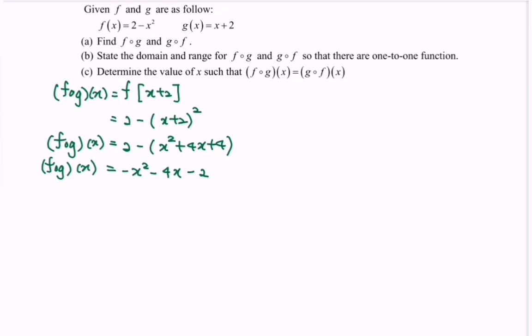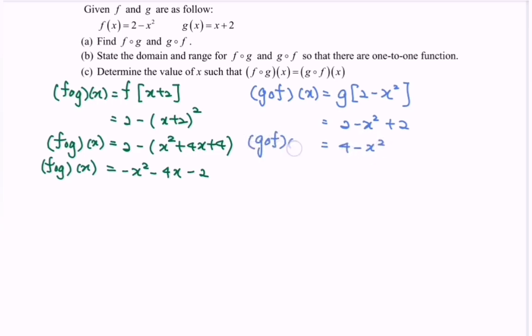Continue. We have g∘f. For this case, we substitute f(x), which is 2 minus x squared, into the function g. So the expression will be 2 minus x squared, plus 2. If we simplify, 4 minus x squared will be the function for g∘f.